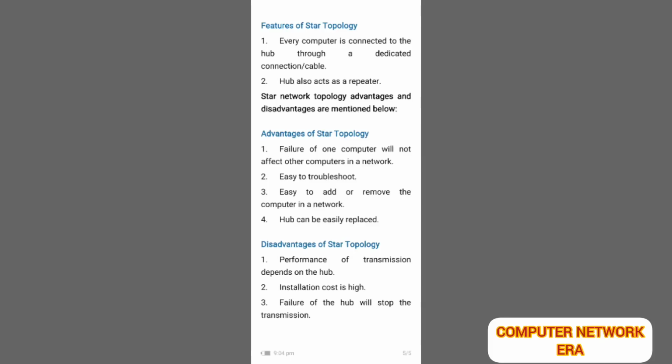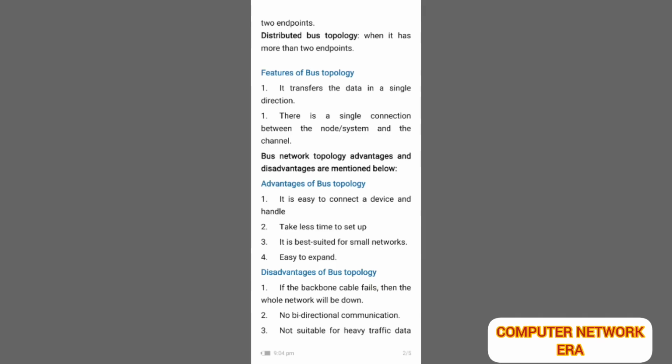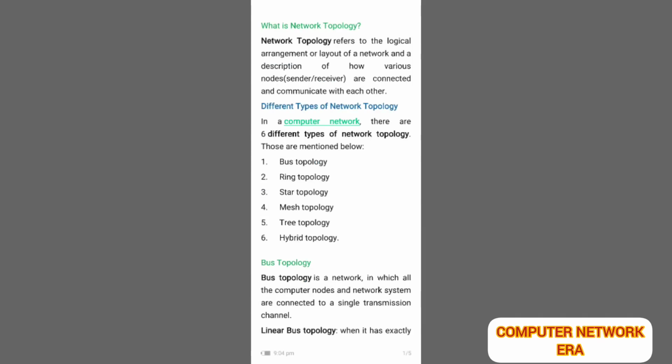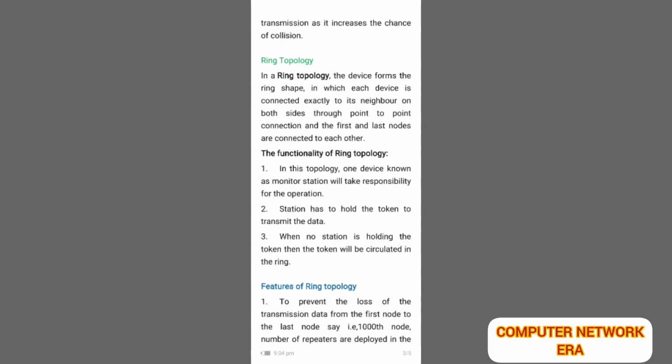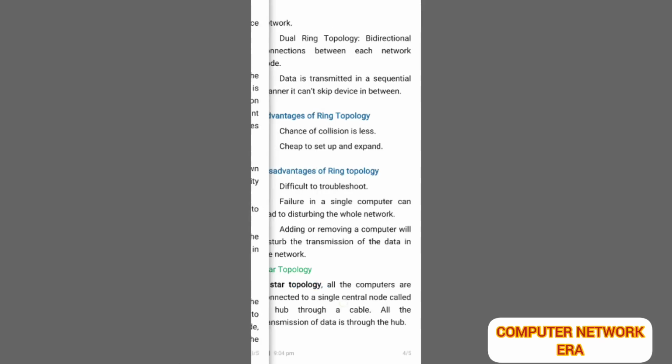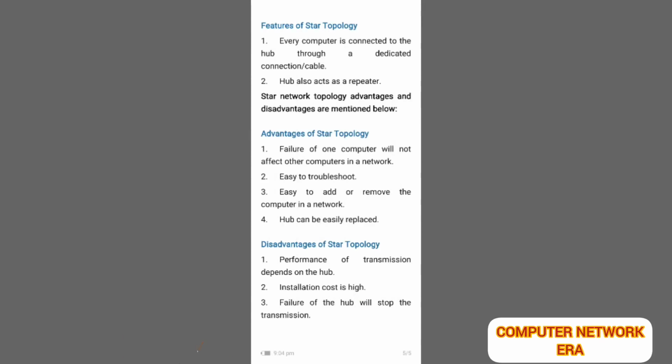So what are the disadvantages? The performance of the transmission depends on the hub, and its installation cost is high. If the hub fails, then it will stop the transmission. So in bus topology we use nothing, only a simple one-way single transmission channel. In ring topology we use the token. Third, in star topology we use the hub.